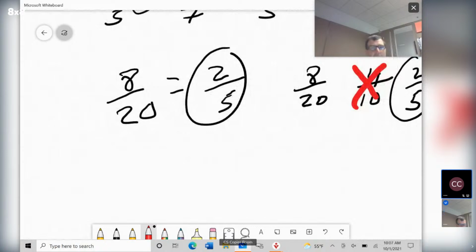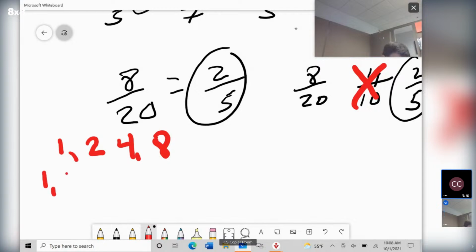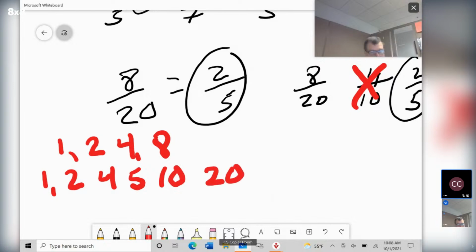And if we did the factors of 8, we know 1 goes into 8, 2 goes into 8, 4 goes into 8, and 8 goes into 8. And for 20, we know it's 1, 2. We know 3 doesn't go into it. 4, 5. We know 10 goes into it, and 20 goes into it. So if we did it that way, we could see, oh, 4 is the biggest number that goes into both of those. So I'm going to take 4 out of the 8 and 4 out of the 20, and that's how I get the 2/5.